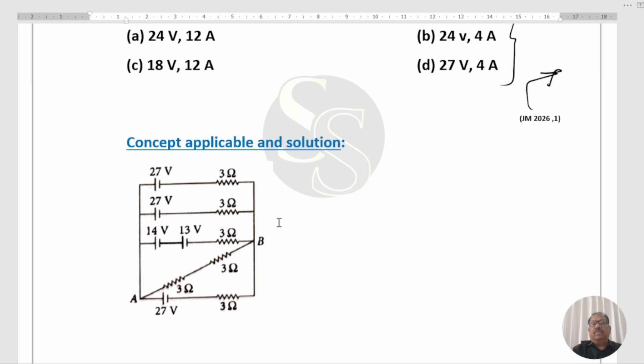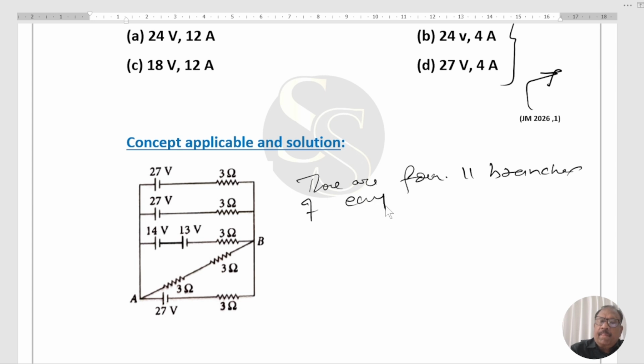Concept, applicability and solution. In this case, there are four parallel branches of EMF. The equivalent EMF will be equal to summation of E_i upon R_i, upon summation of 1 upon R_i, with i equal to 1 to that.